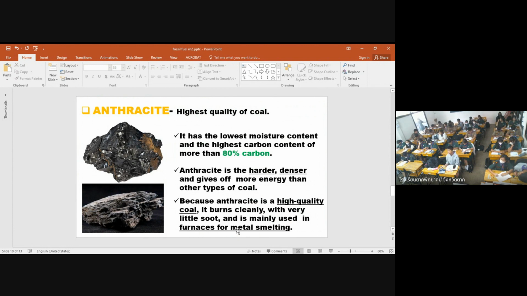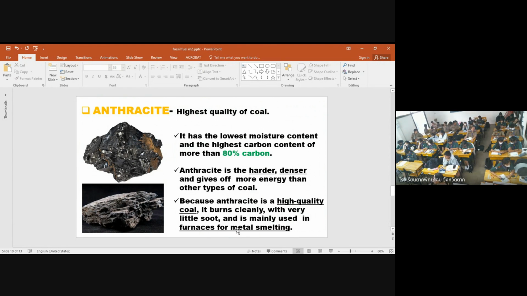Anthracite is harder, denser, and gives off more energy than other types of coal, more than the peat, lignite, sub-bituminous, and bituminous, because anthracite is a high quality coal. It burns cleanly with very little soot and is mainly used in furnaces for metal smelting.